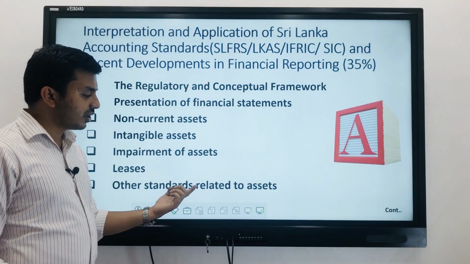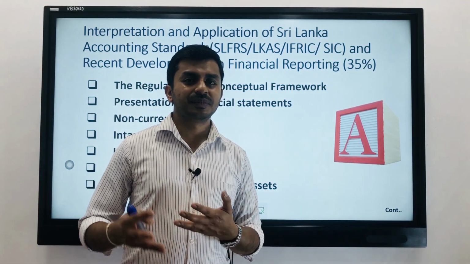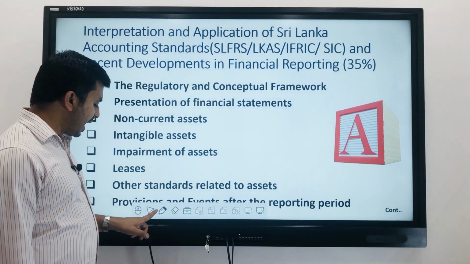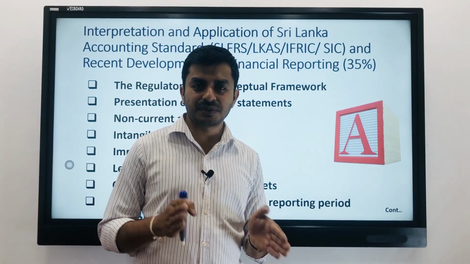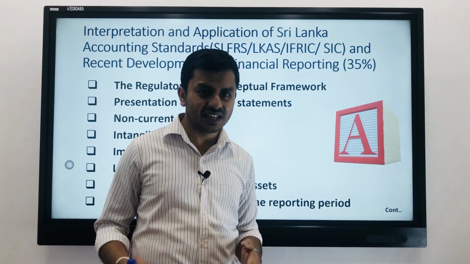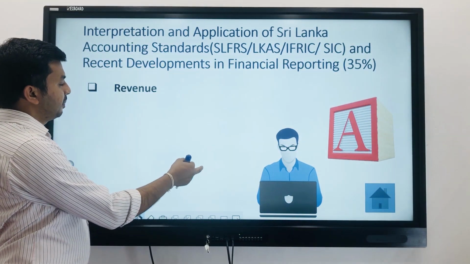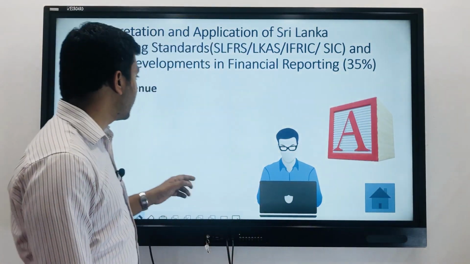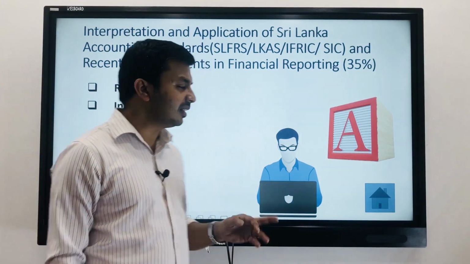And other standards relating to assets, such as inventories and agricultural assets, come under these topics. Also provisions and events after the reporting period, which come from LKS 37 and LKS 10, right? Those standards come under this part. Also you have the revenue standard. This is also a new standard introduced recently, right? Then income taxes, which is LKS 12, right?